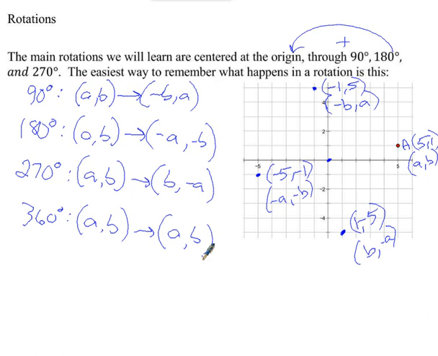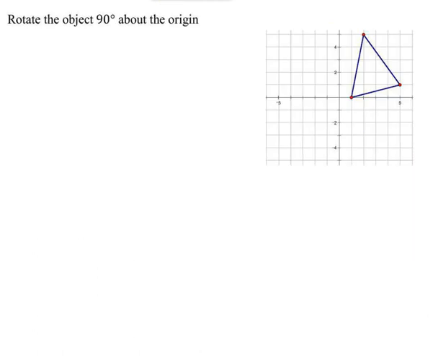Those are the four main rotations that we're doing. And those are the four main rotations that you did in geometry as well. And typically your rotations were centered about the origin, but they don't have to be. They can be centered anywhere. They follow this pattern. So now we're going to do this with geometry. Rotate the object 90 degrees about the origin.